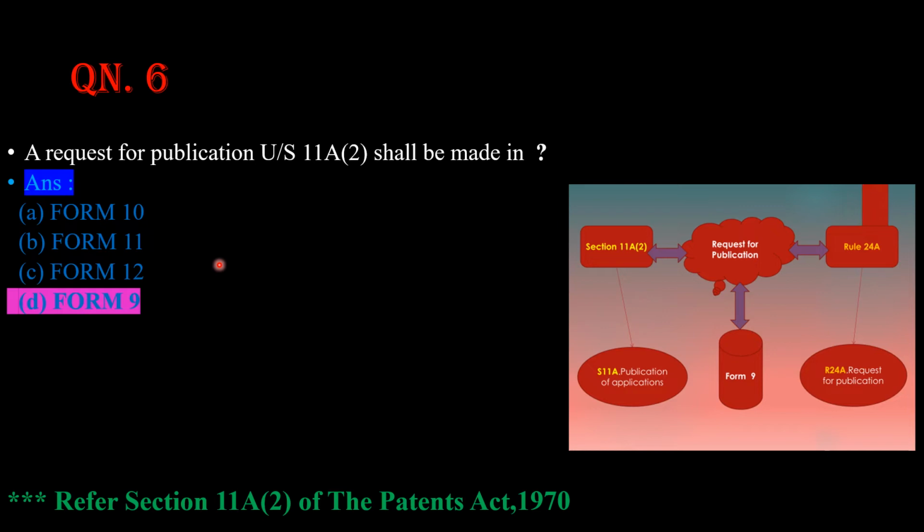So the answer is, four options are given: form number 10, form number 11, form number 12 and form number 9. Okay, so the correct option would be option D, that is form number 9. Please refer section 11A subsection 2 of the Patents Act 1970. Also you can refer to form number 9 from this slide as well. Okay, so what is form 9? This is request for publication. Fine.